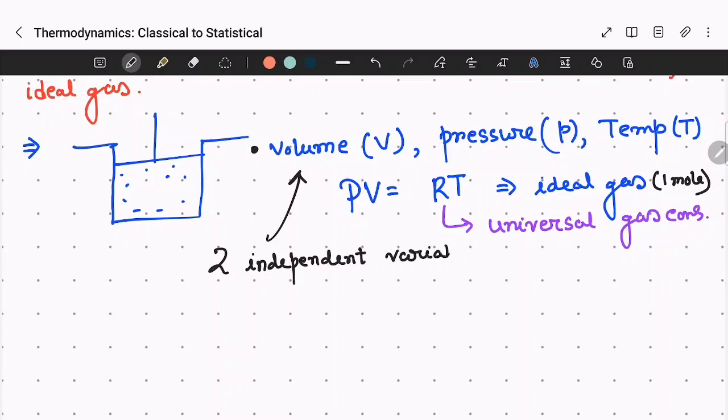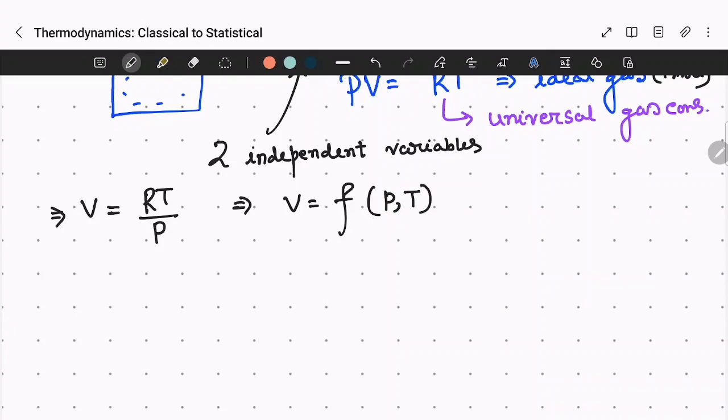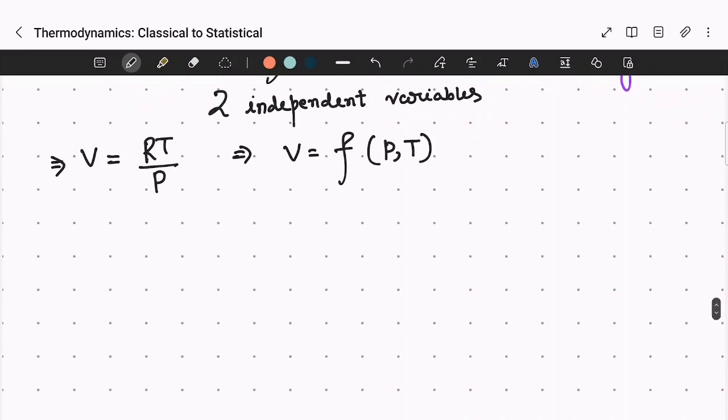I think it's clear. It may be P and T, it may be V and T, it may be P and V. That depends on us. So now we can write V is equal to RT by P, which means V is a function of pressure and temperature. R is constant, so V is obviously a function of pressure and temperature.